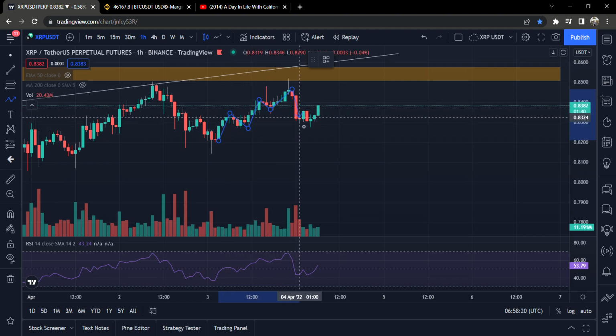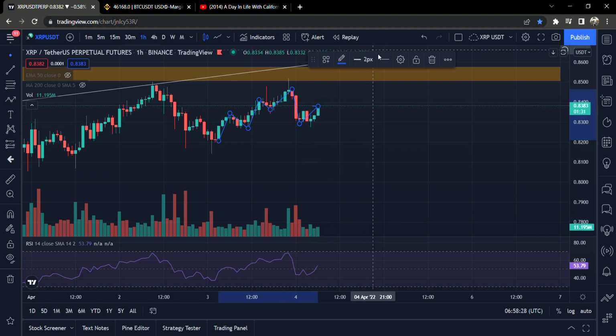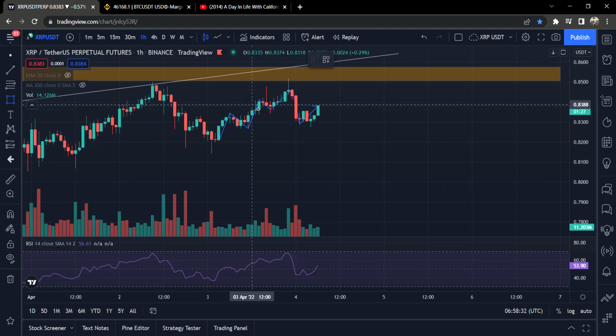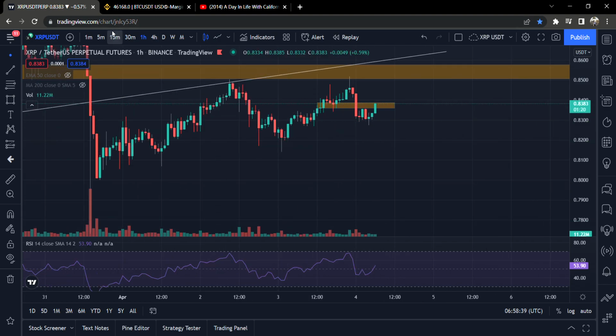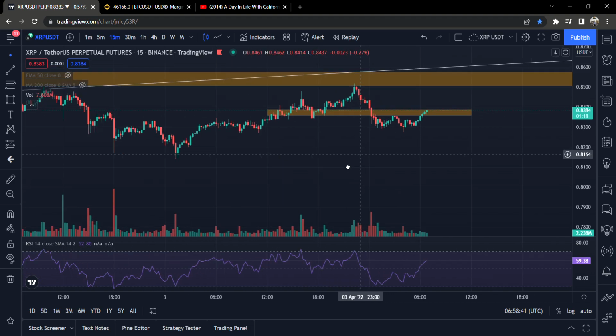It broke this level, right? It also broke this 1 hour higher low formation, and made a lower low, and it is retesting this level, right? So you can see it is retesting this level, and you can see right at this level. Okay, so I would go in a 15-minute time frame.